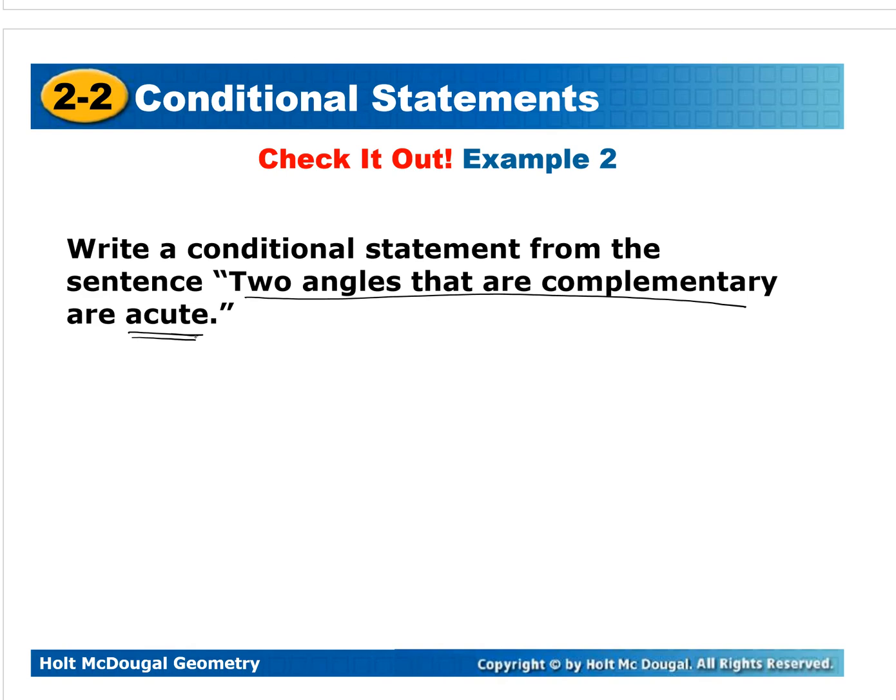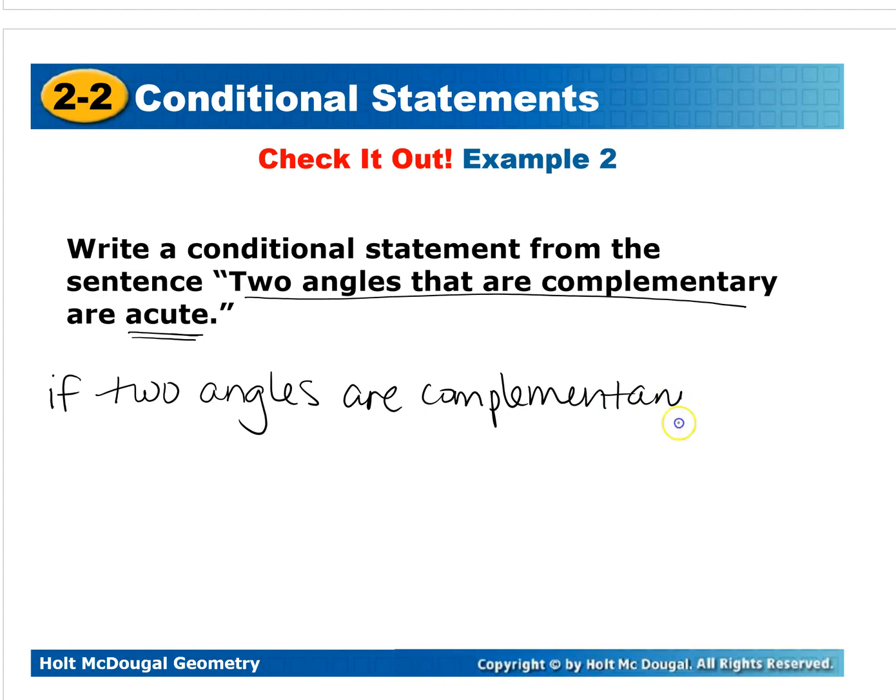So we're talking about what? Angles. So if two angles, because we're talking about two of them, so if two angles what? What are they doing? It looks like they're complementary. So if two angles are complementary, then what would be our then statement? Then they, looks like I underlined the word acute, so they are acute.